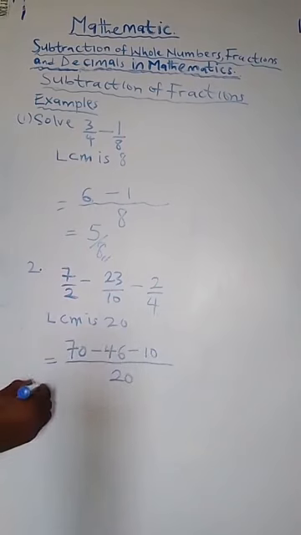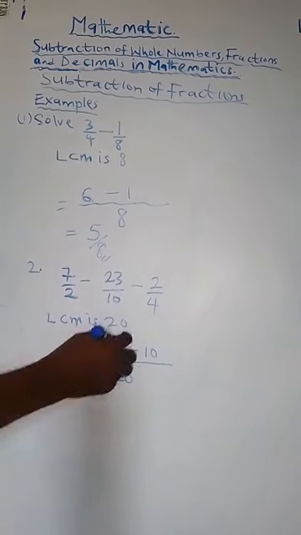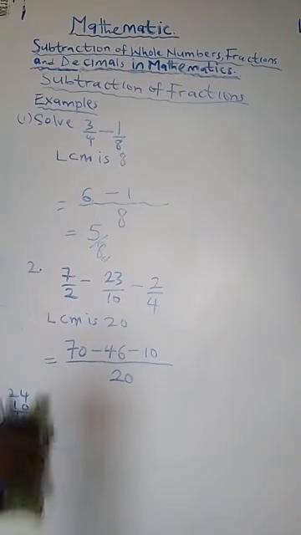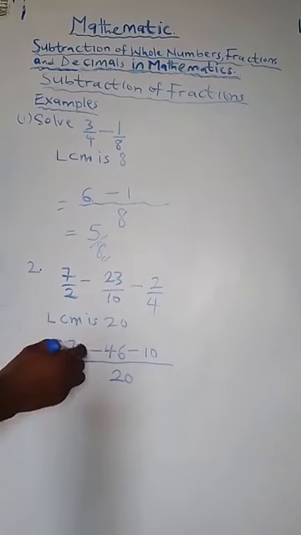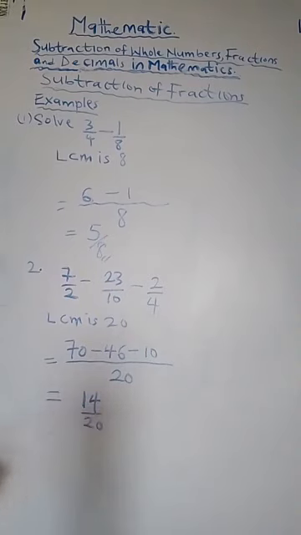Let's do it step by step. 70 minus 46. We borrow 1 to this place. Then we have 4. This is 6. Right? 6 minus 4, 2. So that is what? 24. So 24 minus 10, 4, 1. We have 14. So 70 minus 46 minus 10, you have 14/20.